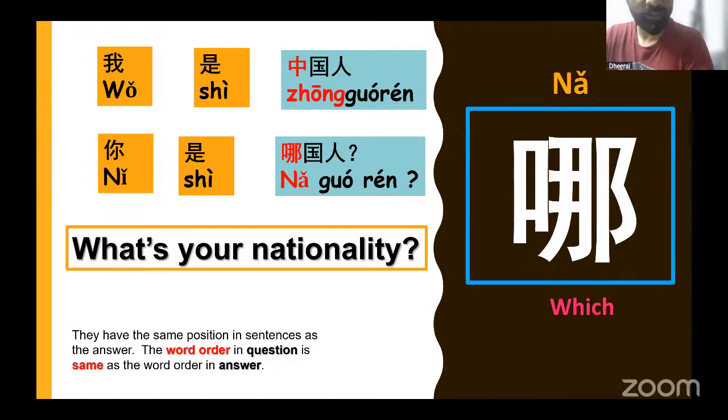Sorry, what was the first one, Samriti? Ni jiao shenme mingzi. What's your name? What you're saying, Prakhar? I was asking, so what's your nationality is translated into you are which country person. But if we wanted to say what's your nationality directly, the question would have been with shenme. But Chinese people don't say it like that.